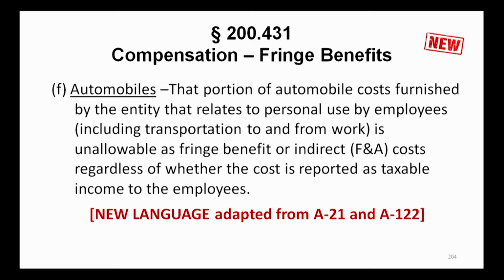So next one, 431, fringe benefits, paragraph A. Also adapted from A-21 and A-122 that we had seen before. Basically, it's the portion of automobile cost if we were to give a vehicle and say this is part of your compensation package, you get to drive a vehicle for personal use, and we're going to deduct it, it's going to be taxable income to you from the IRS and all that. If you do that, what this is saying is it's unallowable, no matter what, that's going to be an unallowable cost of the federal award.